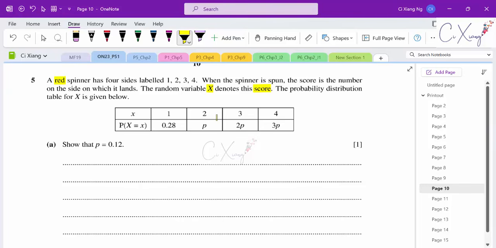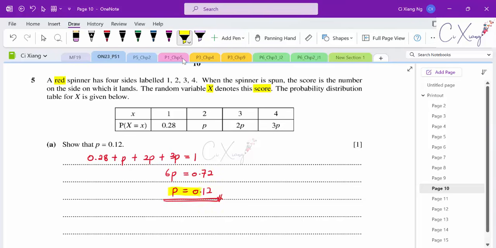So now for the first question, they want us to find out the p. Want us to show that p equals 0.12. Alright, so to show that p equals 0.12, for any discrete random variable, we should know that the total of all the probabilities should equal 1, which means that you add up all the probabilities for every single score, and you should let it equal 1. Okay, so add up together all the p and then bring the number over, you get 0.72, and from here you know that p equals 0.12. So this is a straightforward question.